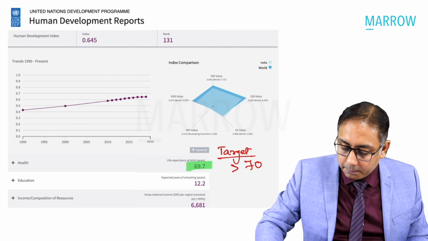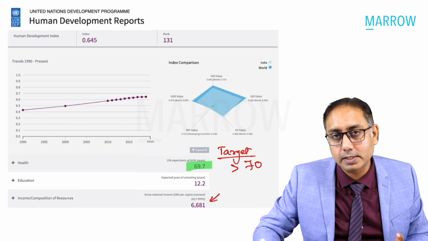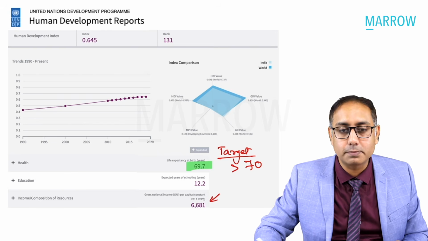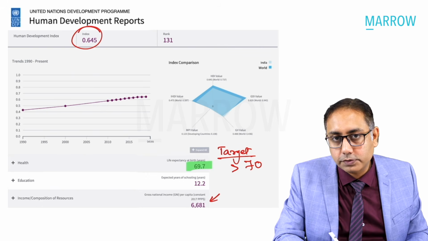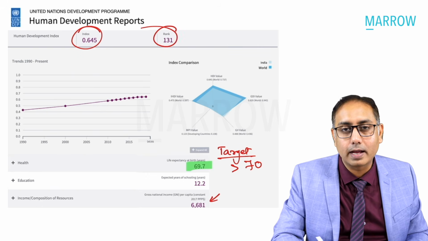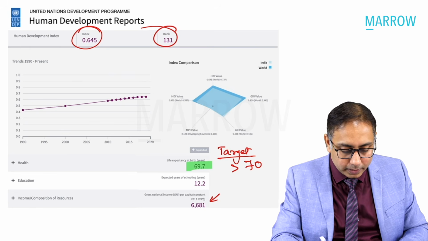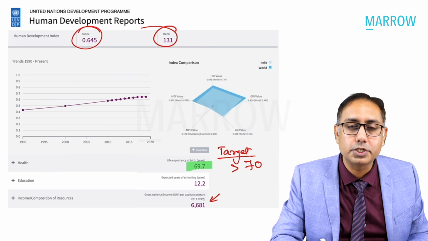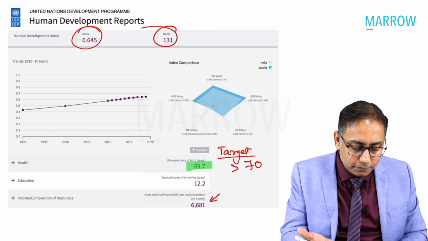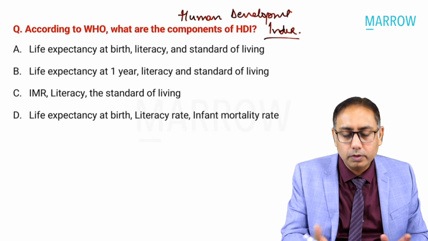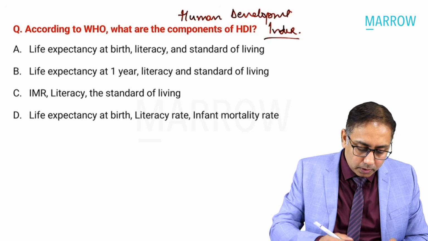And the GNI per capita is 6,681 rupees per capita. So the HDI for India is 0.645, and India is standing at a rank of 131 in the Human Development Index as per the United Nations Development Programme UNDP report. It is published every year. So that is what you need to remember about HDI.